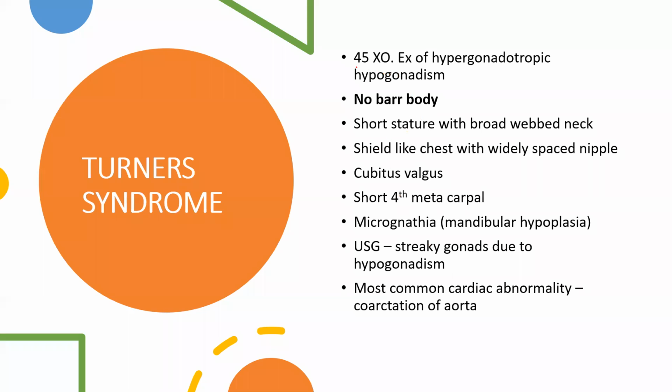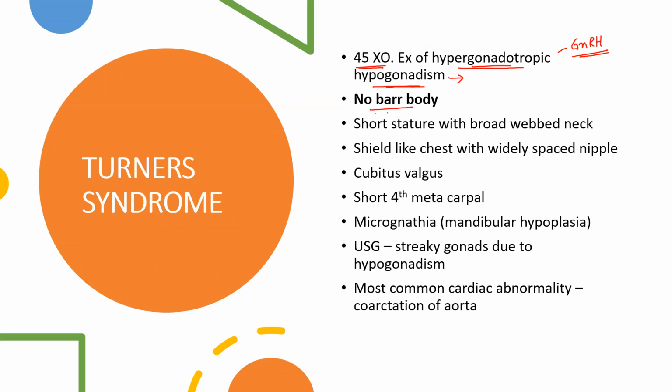So the next one is Turner syndrome, a very important one. It is 45 X0. And this is a perfect example for hypergonadotropic hypogonadism. Remember this. Okay. Now why hypogonadism? Hypergonadotropic means GnRH is acting normal, but there are streaks of ovaries, or streak gonads. The gonads are not being formed properly.